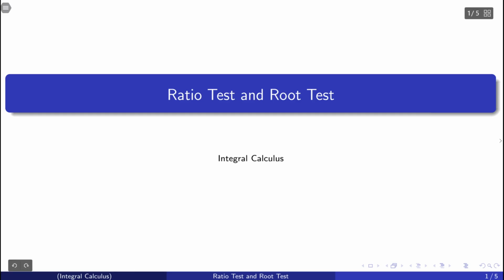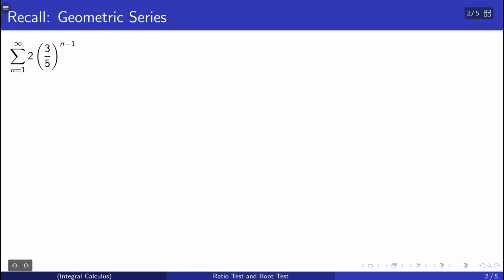Okay, so in this video we'll talk about two more tests that we can use to test a series for convergence or divergence. They're called the ratio test and the root test, as you can see in this title slide. And to begin, we're just going to do a brief refresher on geometric series.